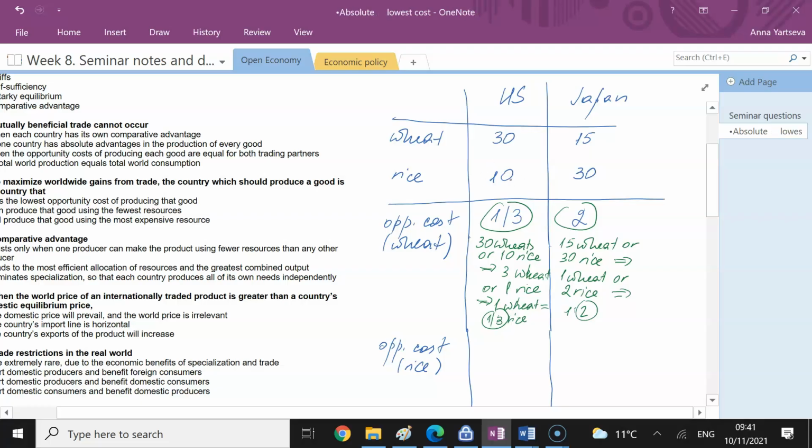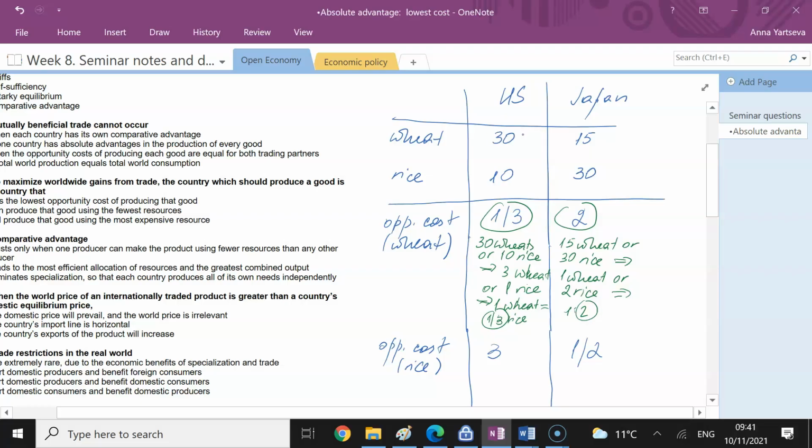Here the relationship is 10 to 30. To make 1 unit of rice, we need to give up 3 units of wheat in America. And here we only need to give up a half unit of wheat to make 1 extra unit of rice. Japan can produce more rice. It's easier for them to give up some of the wheat. They can make more rice, so it's cheaper for them. They need to give up less wheat to produce 1 extra rice.